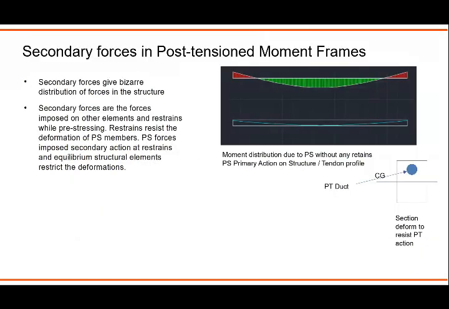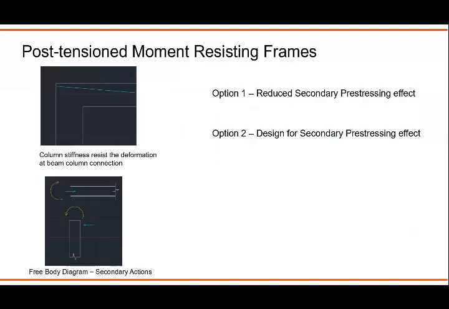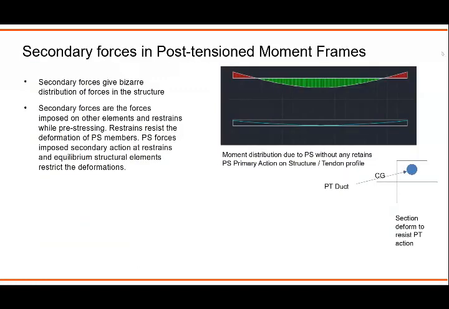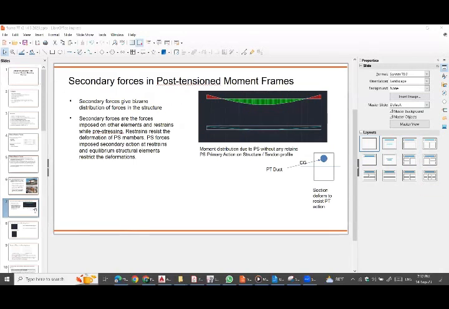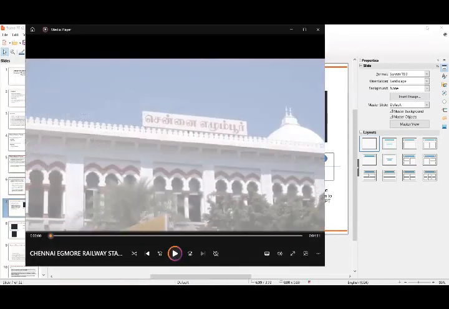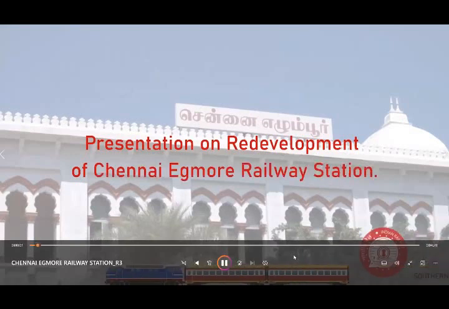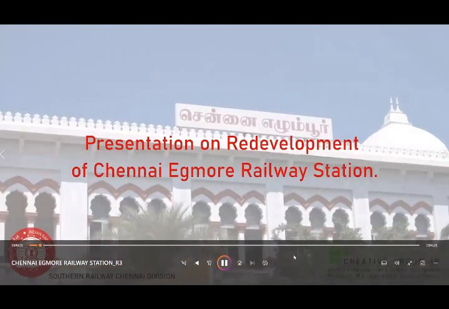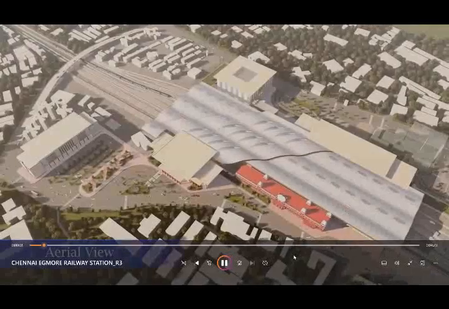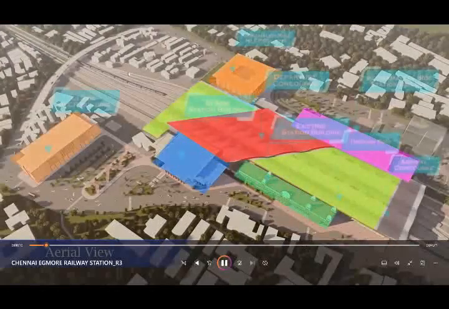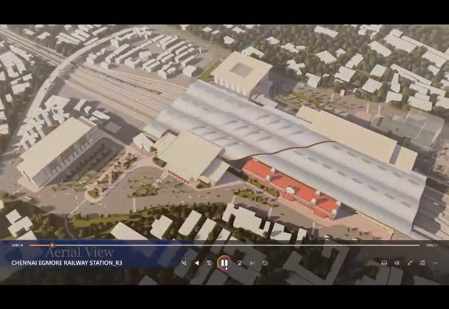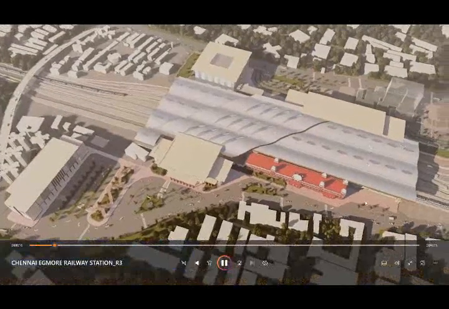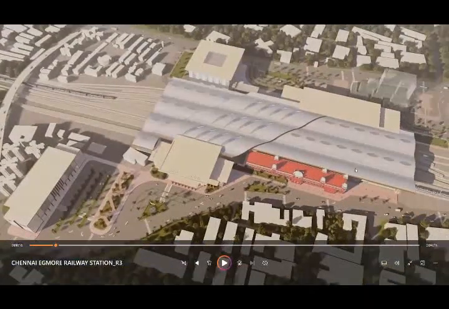Actually, first I will explain a little what our scope is in the Chennai project. I think you can see that, no? Yes, we can see that. This is the project we are doing in Chennai. This is the area. The railway line goes to this structure, the railway station. This red color one is the existing railway station.